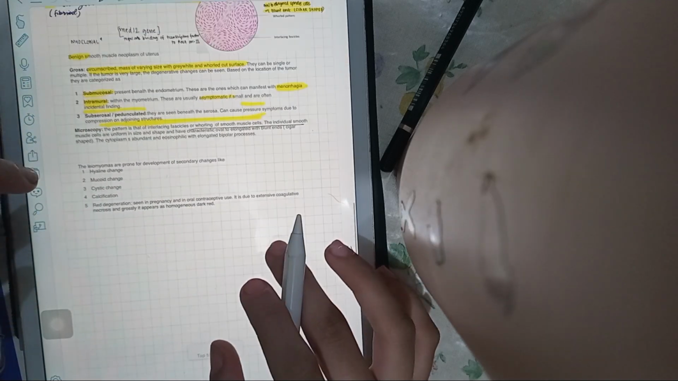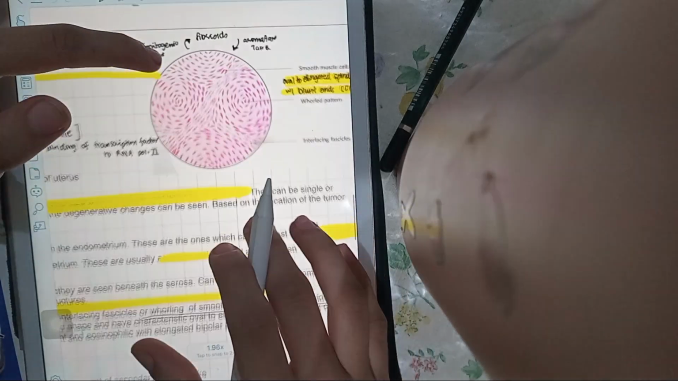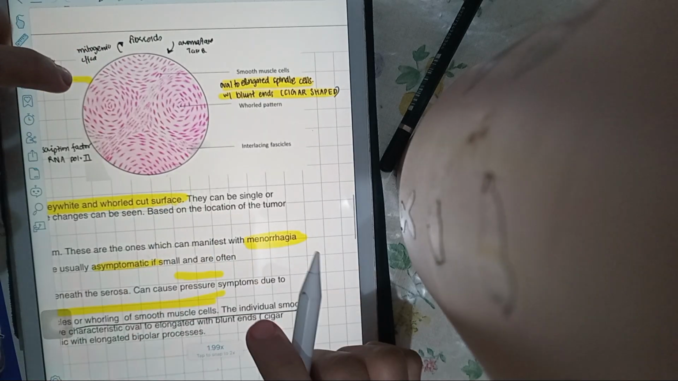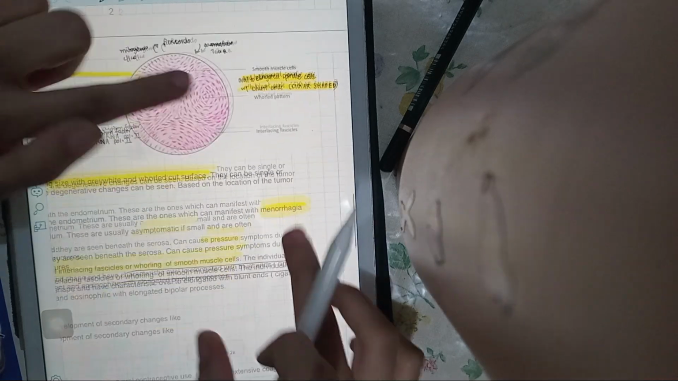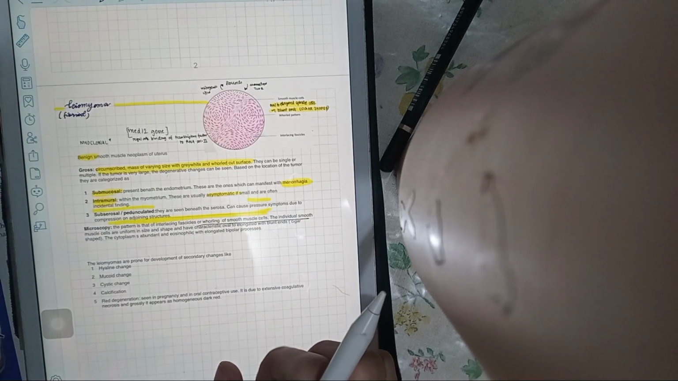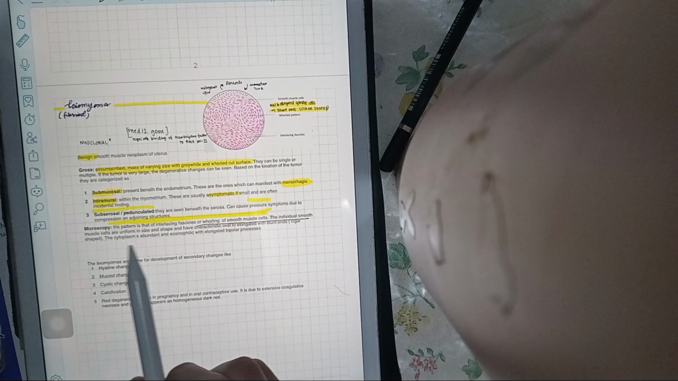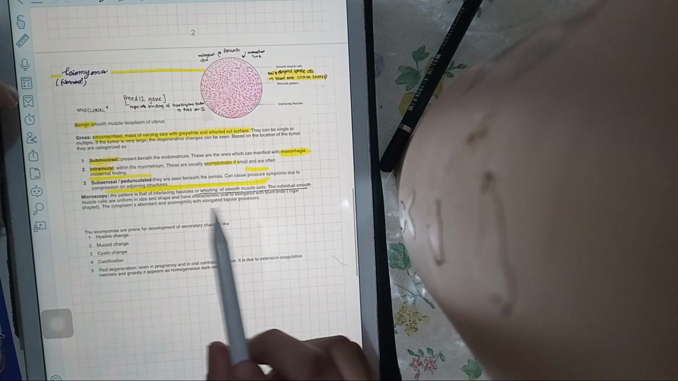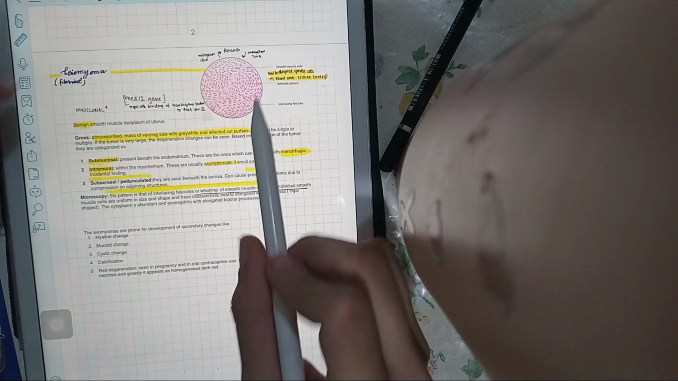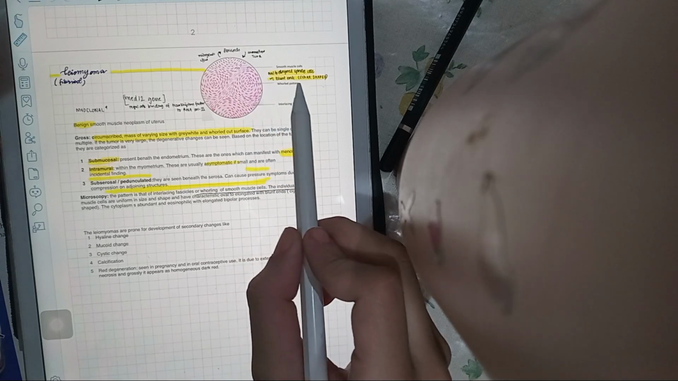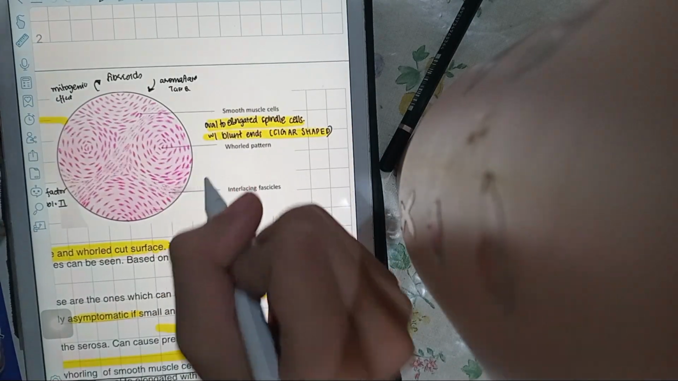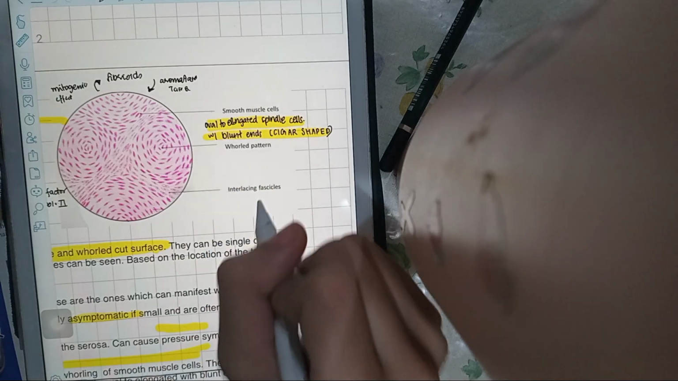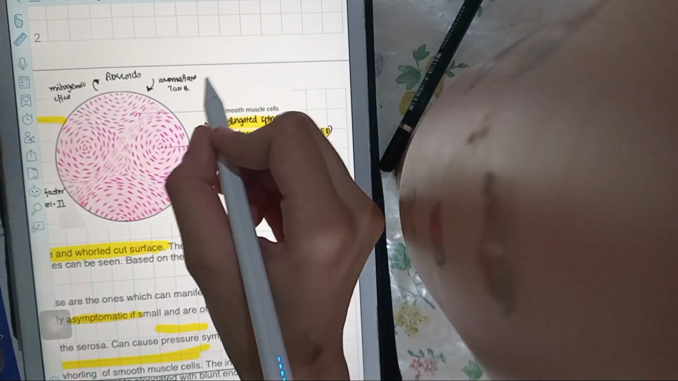Microscopy is basically interlacing fascicles or whirling of smooth muscle cells, as you can see over here. These are oval to elongated spindle-shaped cells with blunt ends. These are also known as cigar-shaped cells. I think that's written by Robbins. The cytoplasm is abundant and eosinophilic with elongated bipolar processes. Remember this: elongated spindle-shaped cells with blunt ends.